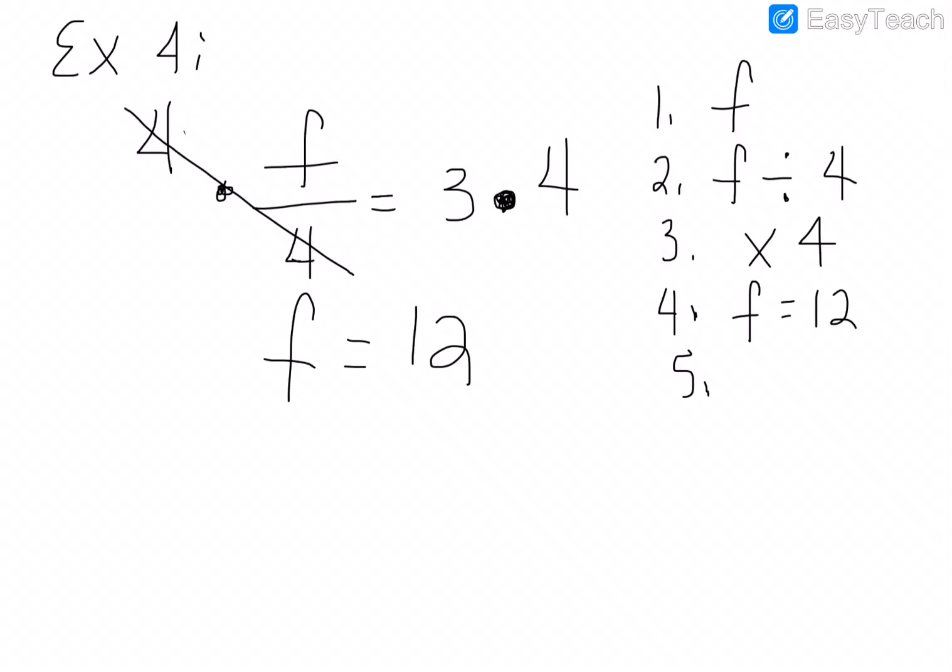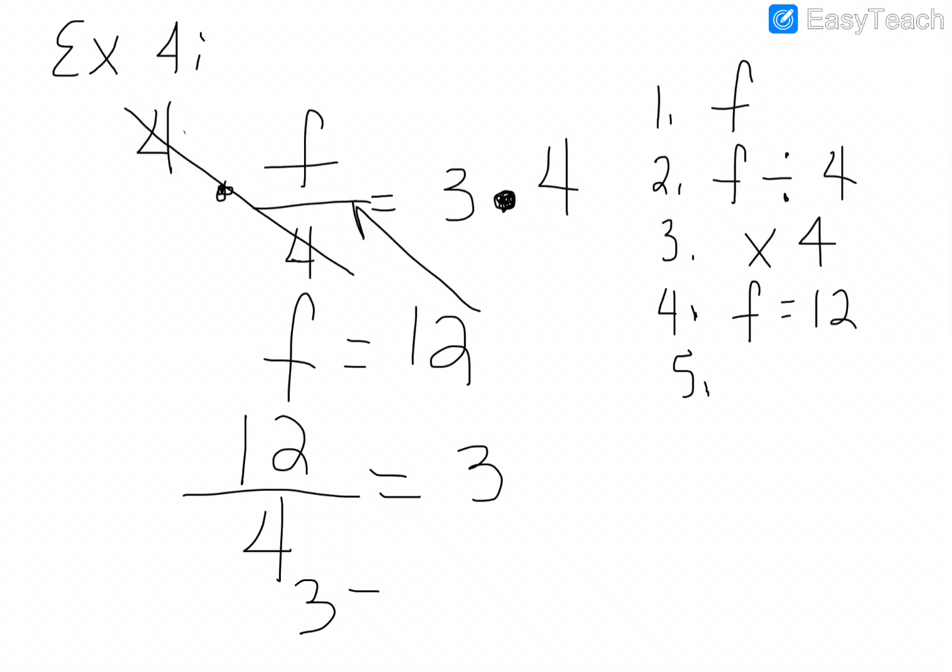Now let's double check that. Let's put 12 where we see the f over here into our original equation. 12 divided by 4 should be 3. And so if we check in our calculator, 12 divided into 4 equal parts is 3. So 3 is equal to 3, and we've done a quick check.